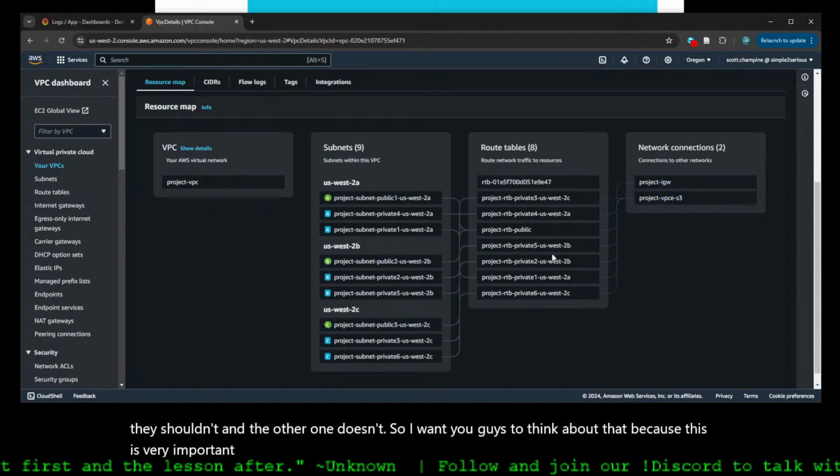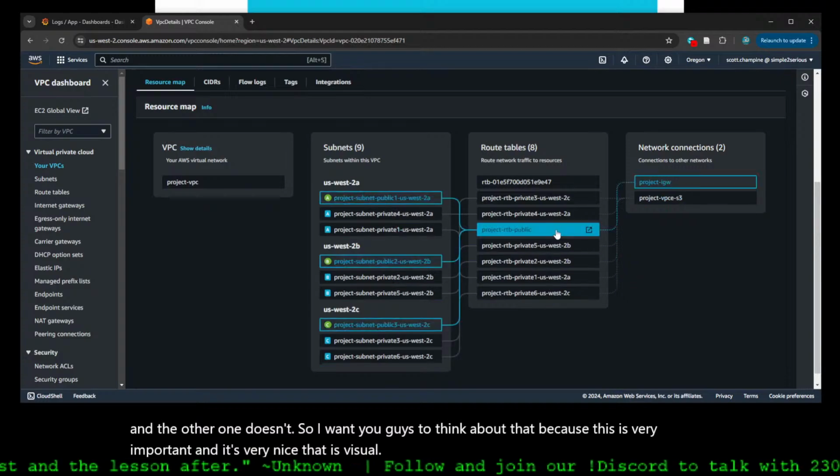And it's very nice that it's visual now. You could visually see what's connected out to the internet.